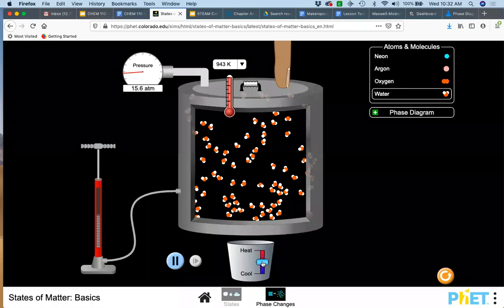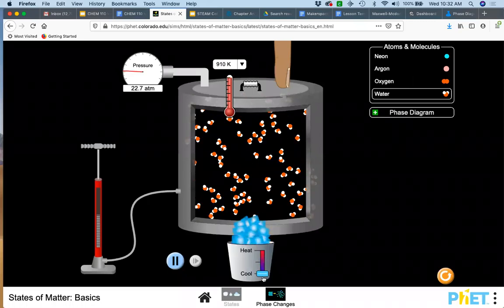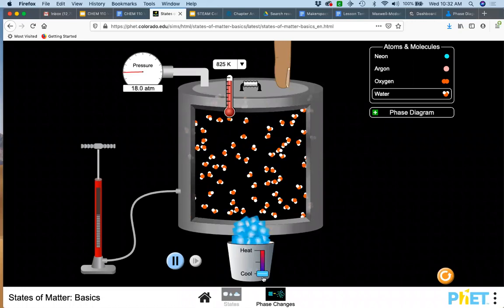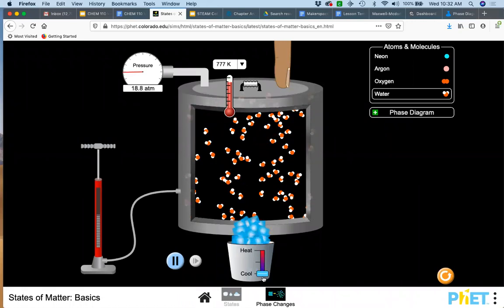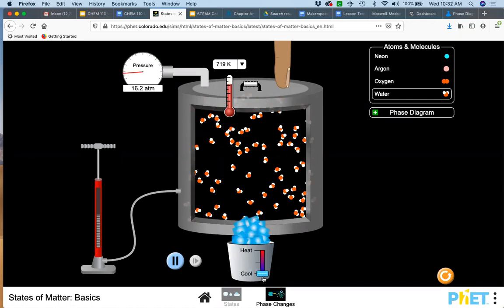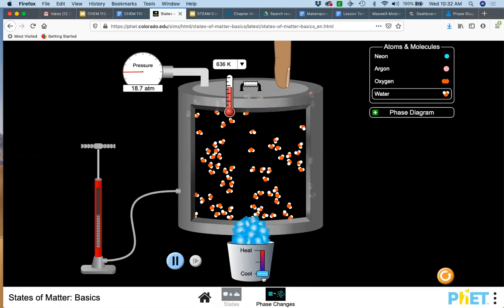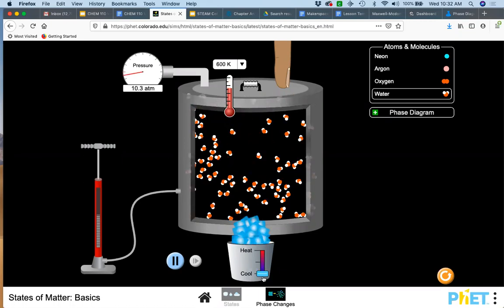So let's say I'm going to cool this then. What do we think will happen if I'm cooling the molecules? Again, notice my pressure increases when I increase my temperature. When I'm cooling, my pressure is going to be decreasing.